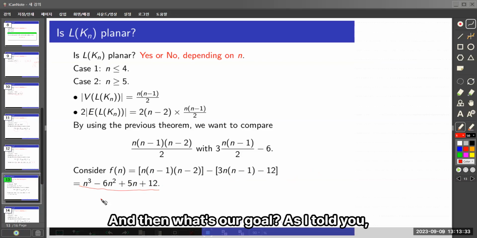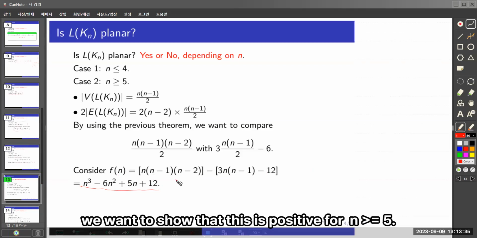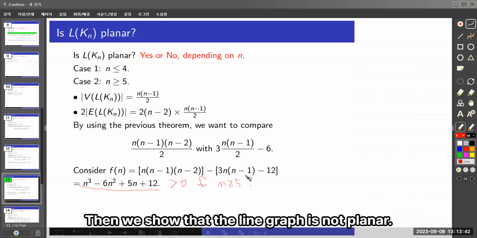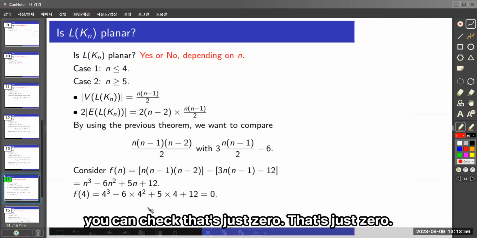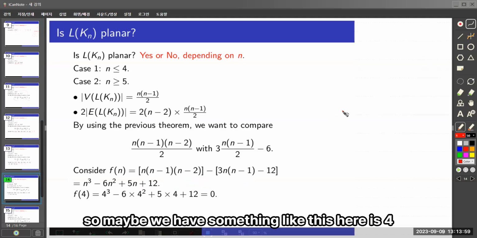And then what's our goal? As I told you, we want to show that this is positive for n greater than or equal to 5. Then we show that the line graph is non-planar. So plug the number 4 into n, and you can check that's just 0. So maybe we have something like this. Here is a 4. If you plug in 4, then we have 0 here.